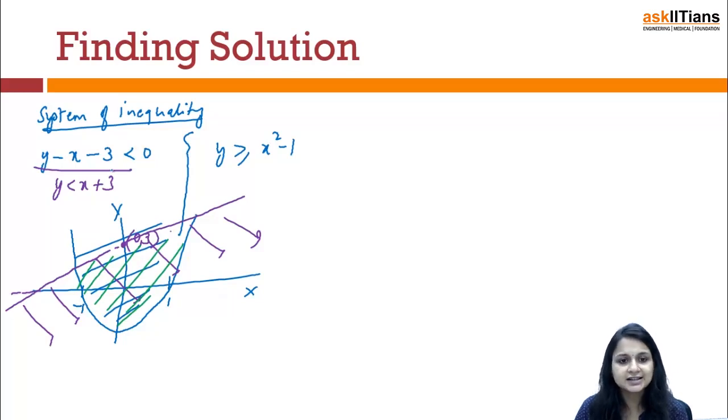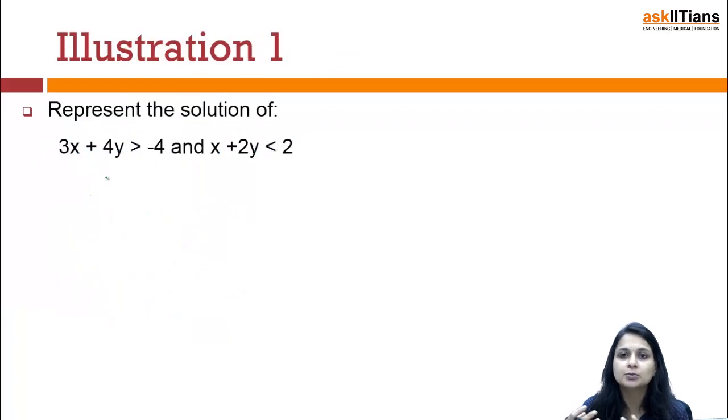Let's take some examples, illustrations, so it will be more clear for us. Here we want to write the solution of 3x plus 4y greater than minus 4 and x plus 2y less than 2. We can have 3, 4, 5 inequalities also. The only thing that we have to take care of is to represent the graph, see what portions it is representing and find the overlapping regions.